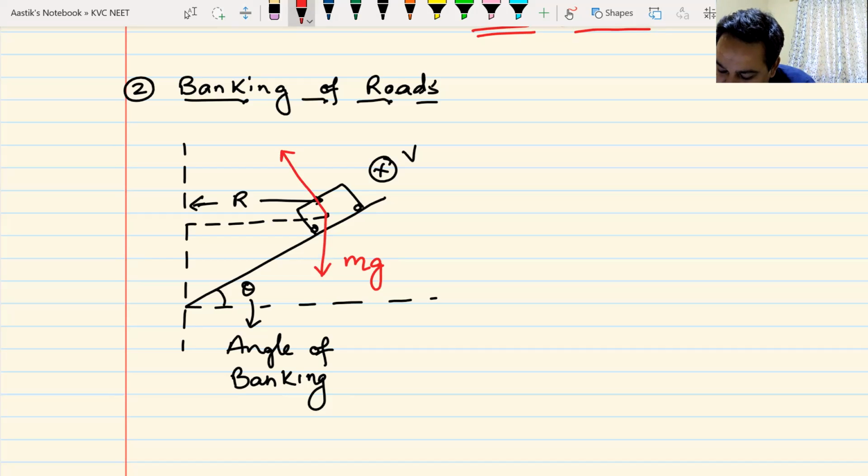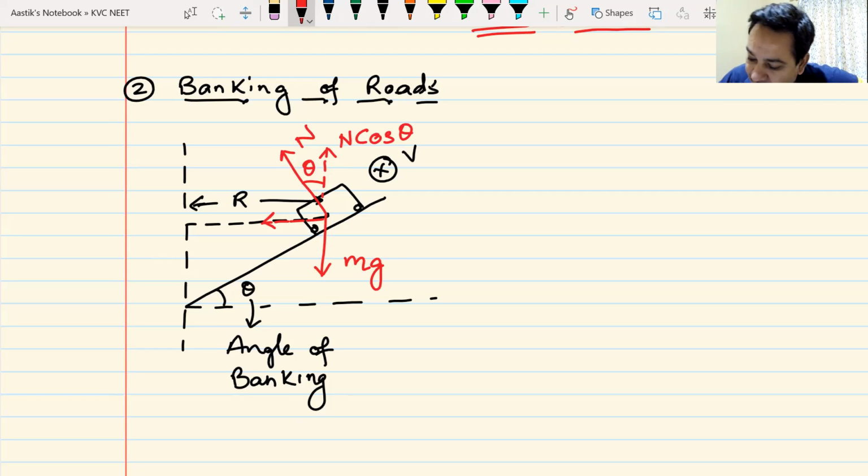Now this normal reaction goes like this. Now when it goes like this, I can resolve it into two components, one component which goes here and the other component which goes here. And you will find out by trigonometry that this angle is theta. So this component becomes N cos theta, and this component becomes N sin theta.